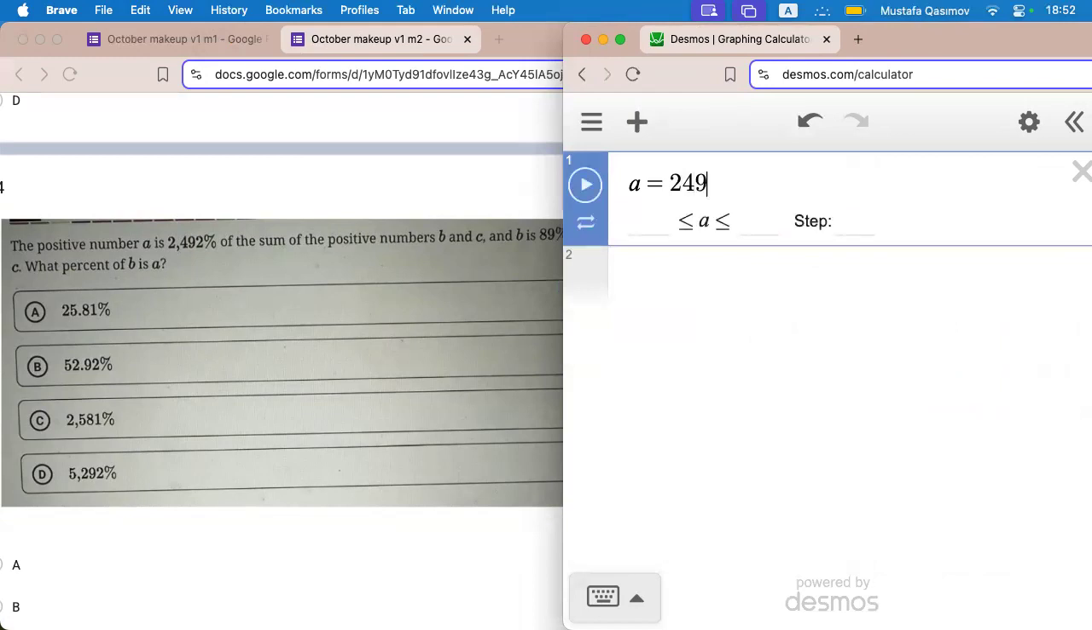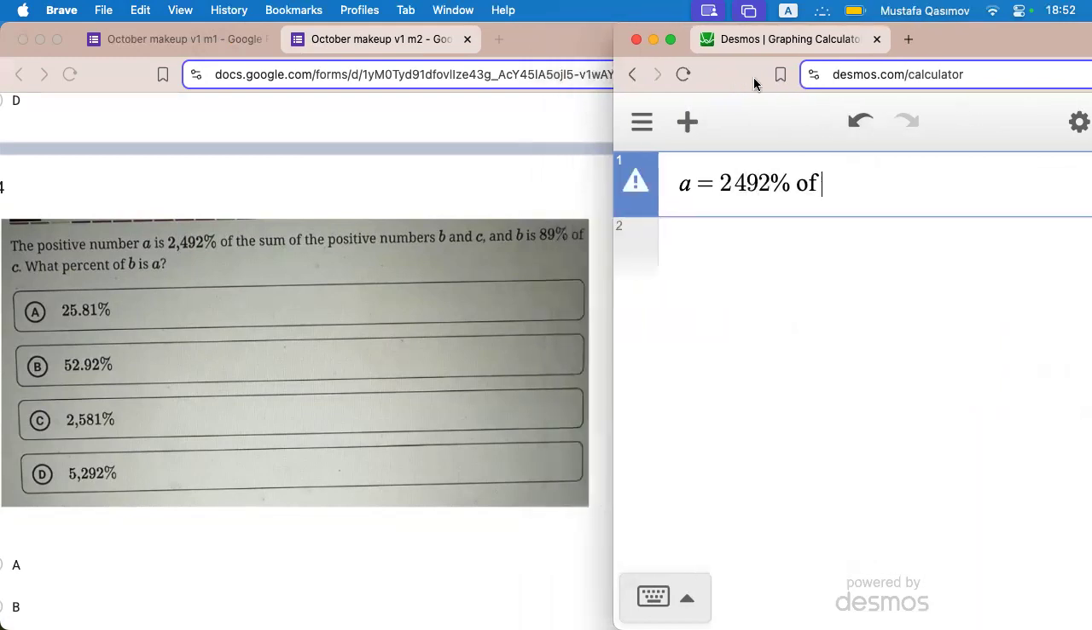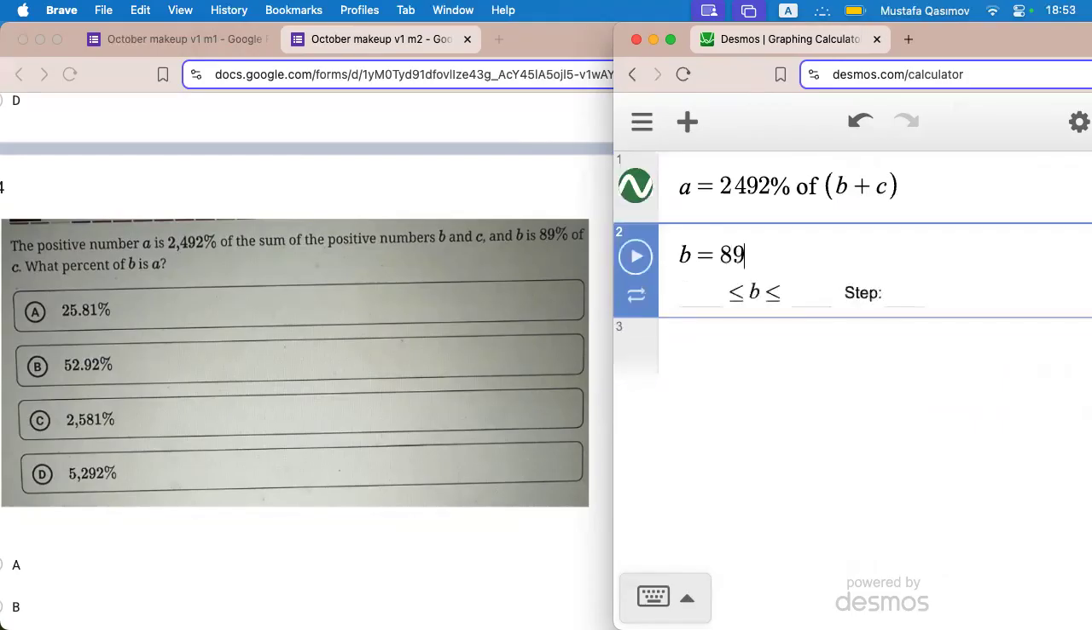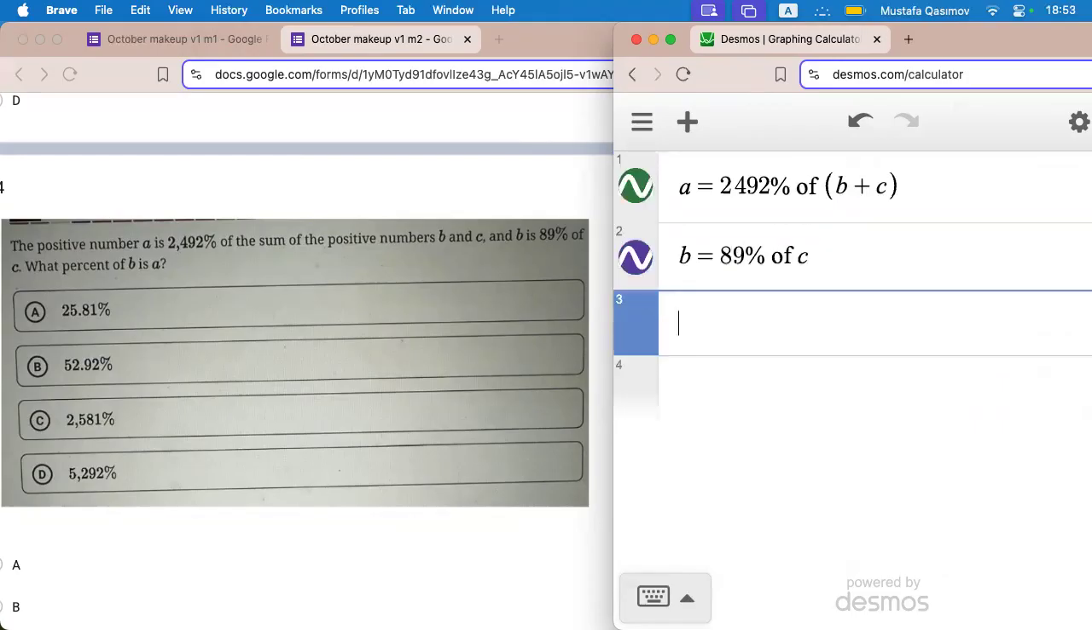A is equal to 24.92% of the sum of the positive numbers B and C, like that. B is equal to 89% of C. What percent? What does X mean? X percent of B is equal to A, like that.